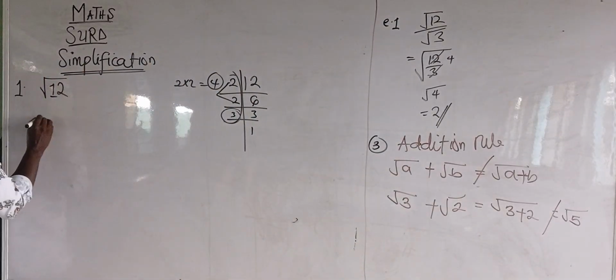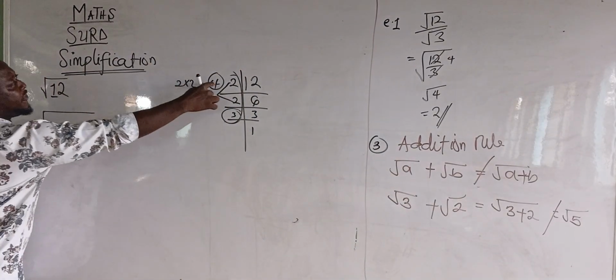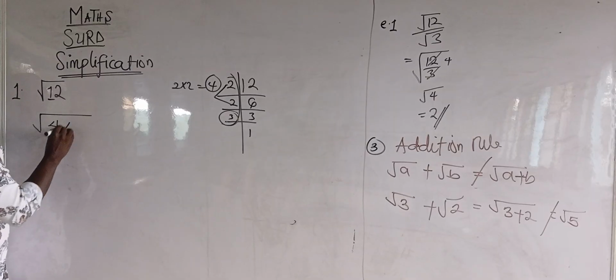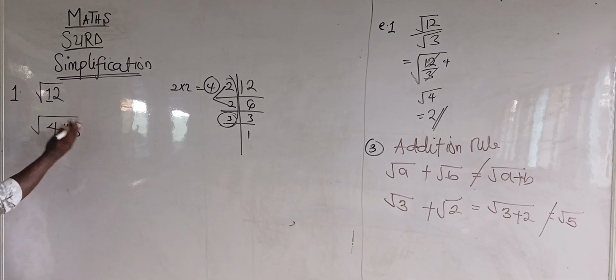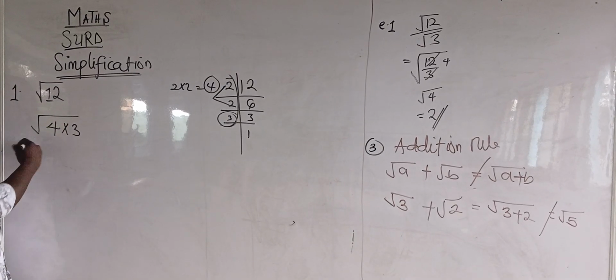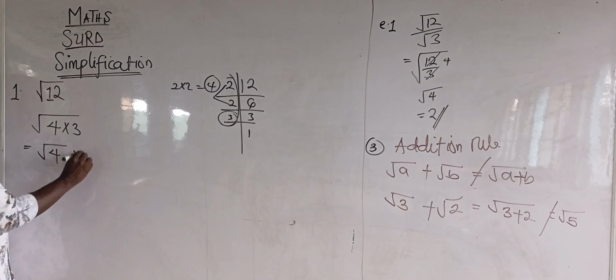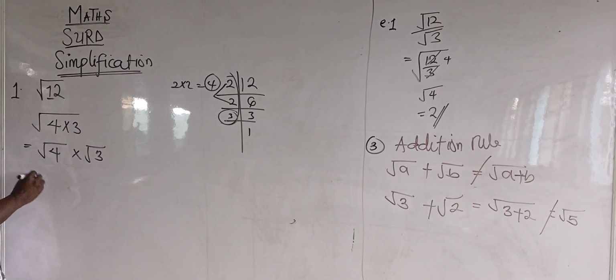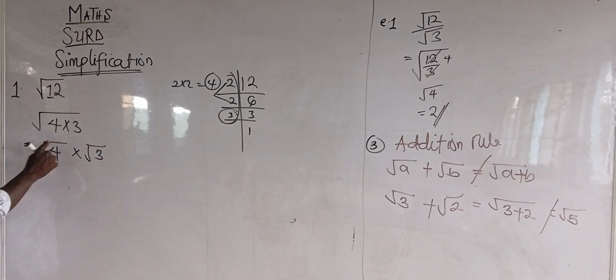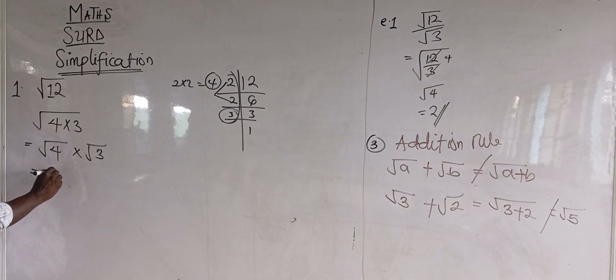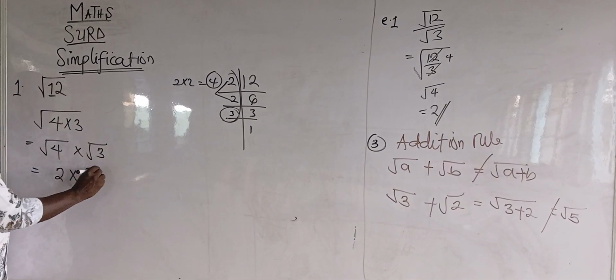So from here, I will break this one down into that 4 and 3. I'll put it like this: the root of 4 times 3. Remember what I told you, that as it is like this now, you can split it if you want. So this becomes this, and this becomes this. I can now find the square root here. What will be my square root here? My square root here is 2, then times the root of 3.